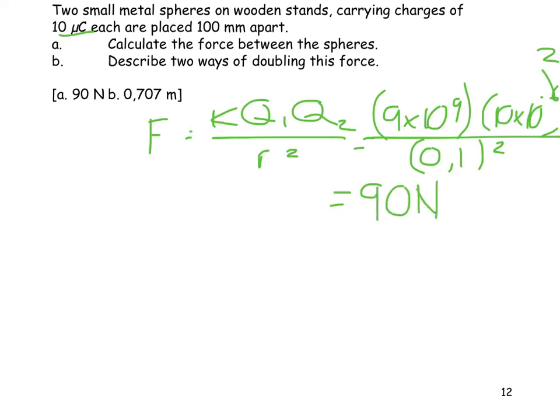Describe two ways of doubling this force. Well, I could double the charge on one of them. If this was 2, boom, I would get double the force. If this was 2, I would get double the force. If this was a half, whoopsie, I would get a quarter of the force.